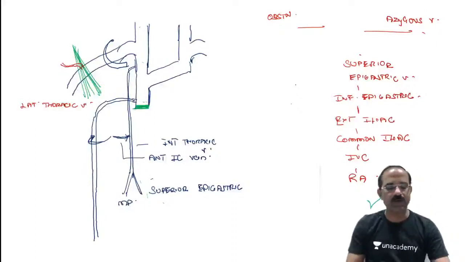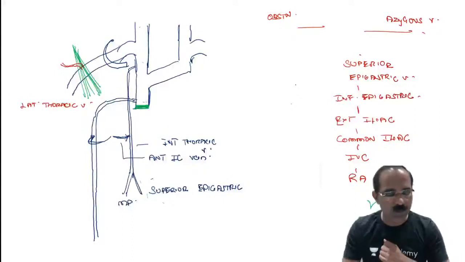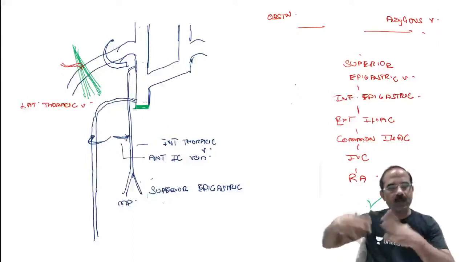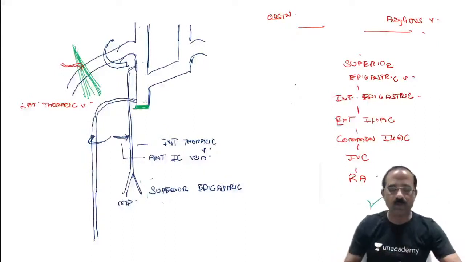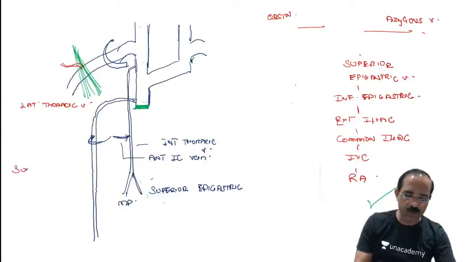That's a lateral thoracic vein, and this lateral thoracic vein of the upper limb, students, would directly communicate with the vein of lower limb. What is that vein of lower limb known as? The superficial epigastric vein.